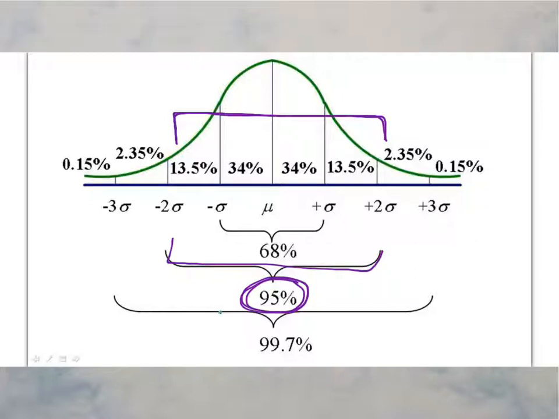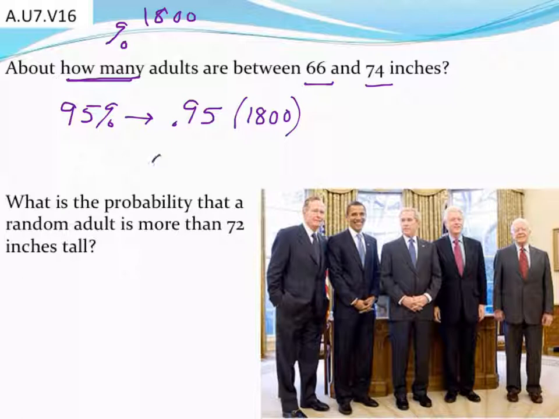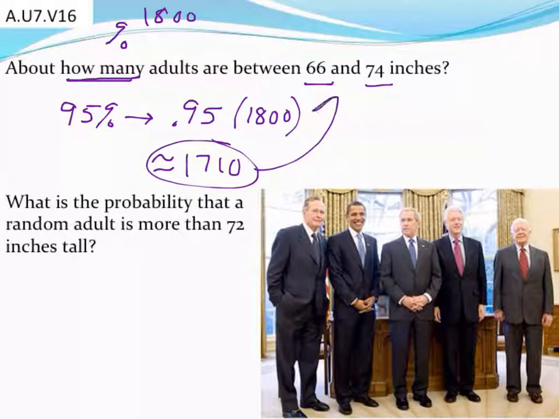So, let's put all this together. I know that 95% of the adults should fall in that range. However, they don't ask me for a percent. They ask, of the 1,800 adults we measured or sampled, how many of them would fall into this range. So I'm going to take 0.95, that's 95% as a decimal, and multiply that by the 1,800. And so I find out that of the people we measured, about 1,710 of them should have a height between 66 and 74 inches. That would represent 95% of the population there.